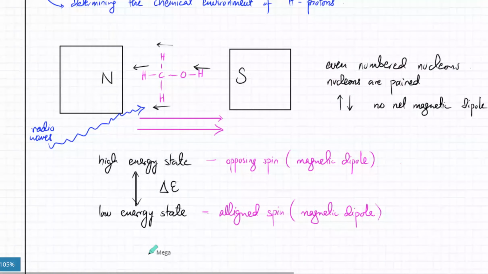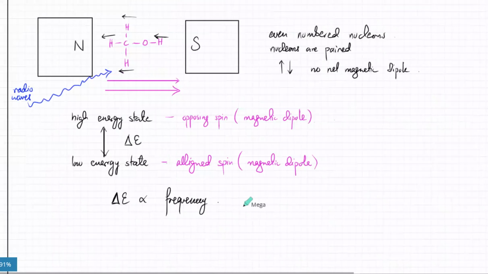Now, this energy gap over here, delta E. Remember, energy is proportional to frequency. So this energy gap can vary. The energy gap might be very high, which would mean higher frequencies are needed. Or the energy gap would be very low, and that means lower frequencies from the radio waves would be absorbed. So energy is proportional to frequency.